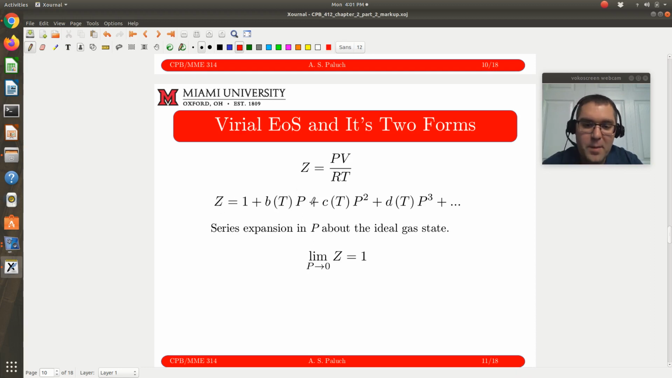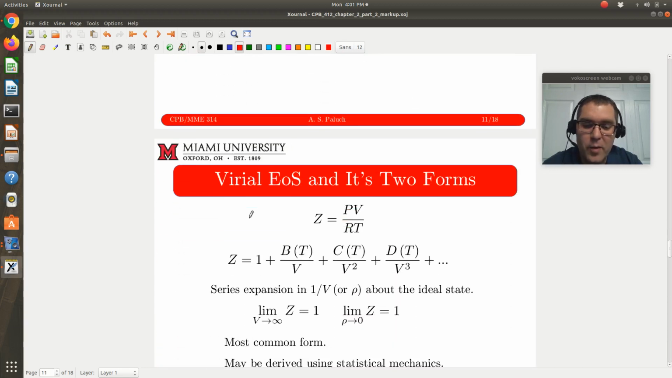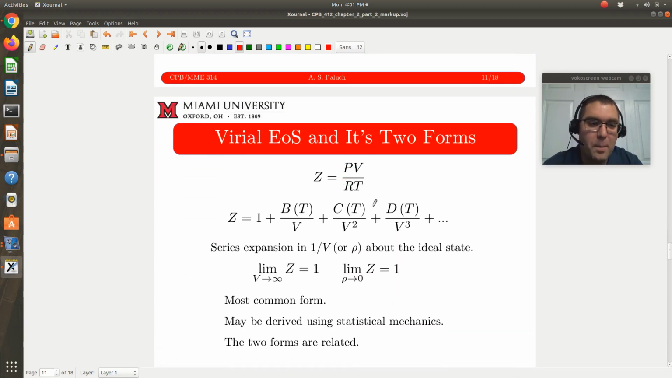So Z is just a power series expansion about P. In the limit that P goes to 0, I achieve the correct limiting behavior that Z is equal to 1. The other way that it's typically written is, rather than a power series expansion with respect to P, as a power series expansion with respect to V, my molar volume. But remember that V is just equal to 1 over density, so 1 over V is really rho. So here I'm writing a power series expansion with respect to inverse molar volume, but it's really a power series expansion with respect to density. Those are the two common forms.